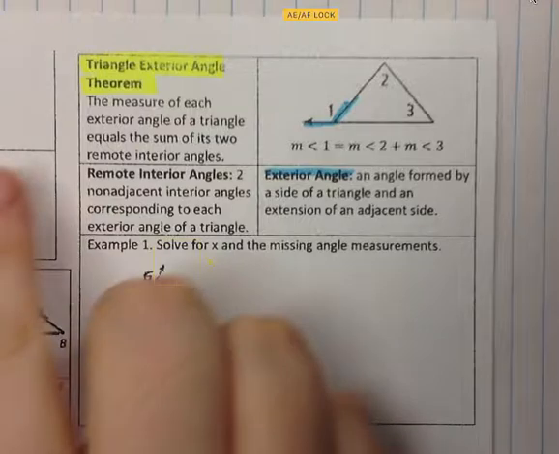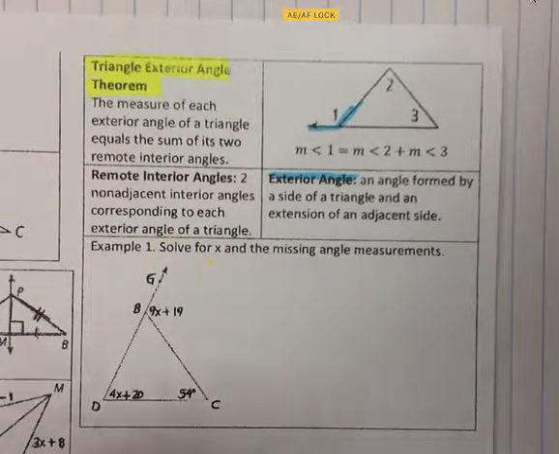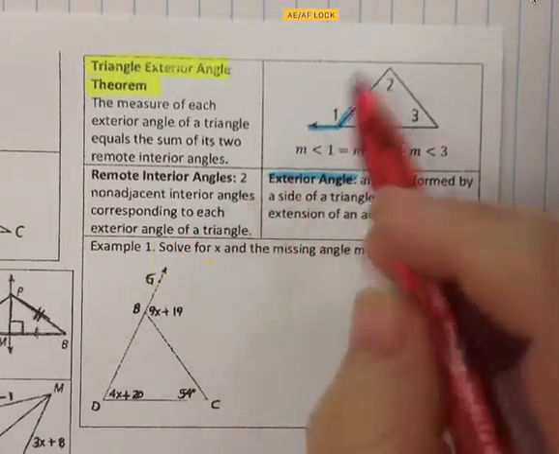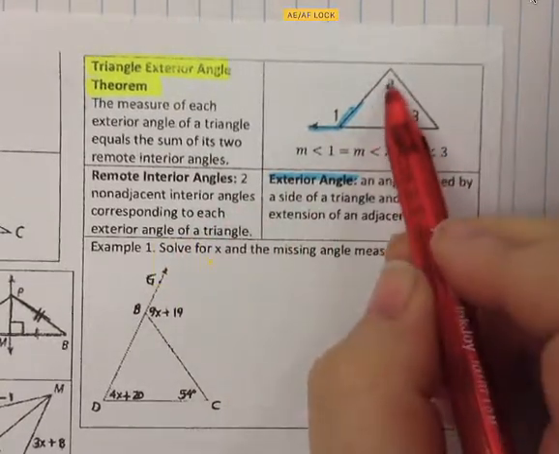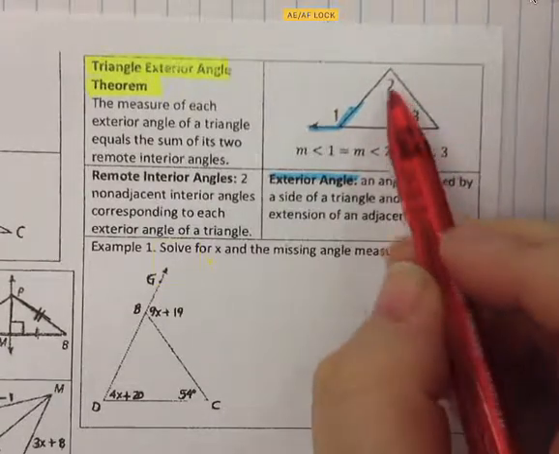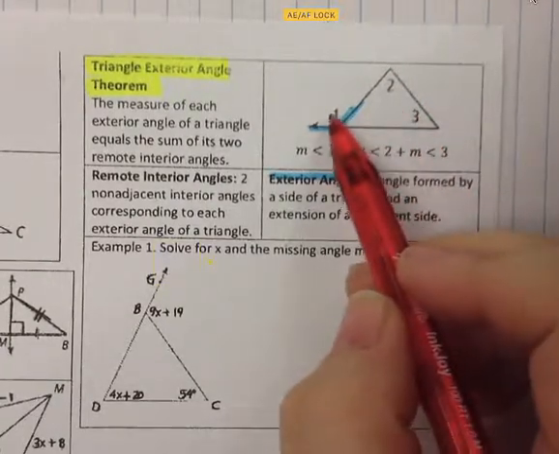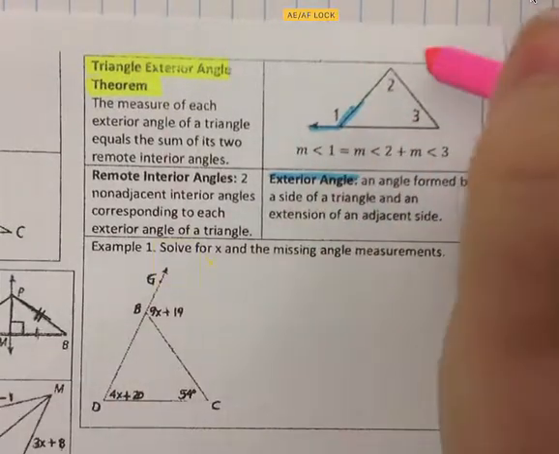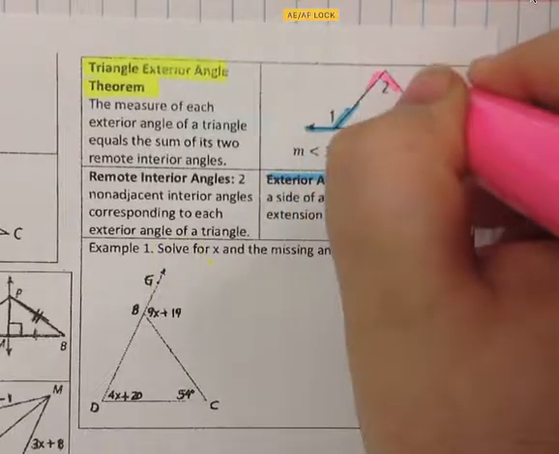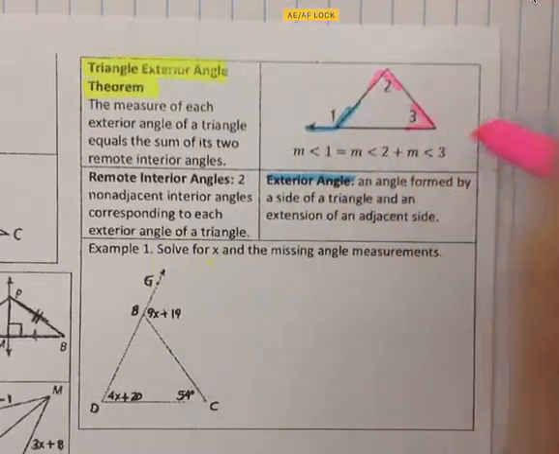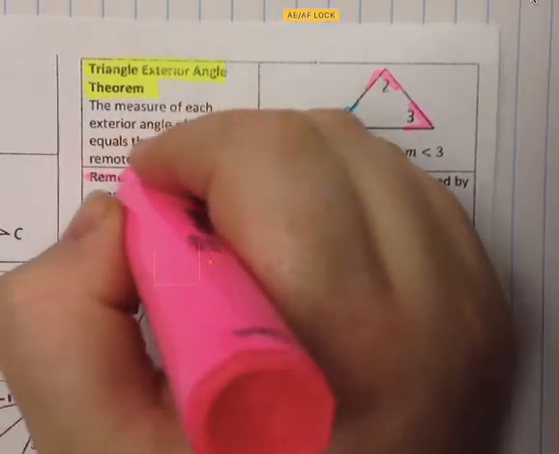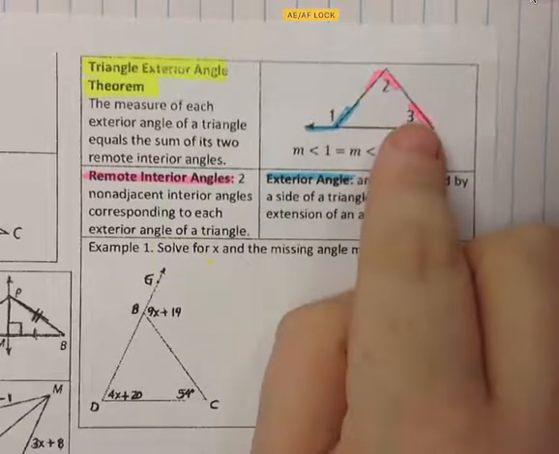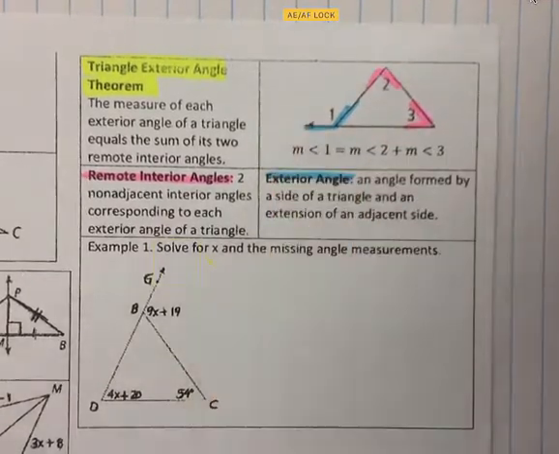So the remote interior angles go back to the non-adjacent interior angles corresponding to each exterior angle. What it's talking about with non-adjacent means that angle 2 and angle 3 are non-adjacent to the exterior angle. So these are not touching that exterior angle. So angle 2 and angle 3 are non-adjacent to angle 1. These are your remote interior angles. What that states is that these two angles, angle 2 and 3, add up to be angle 1.